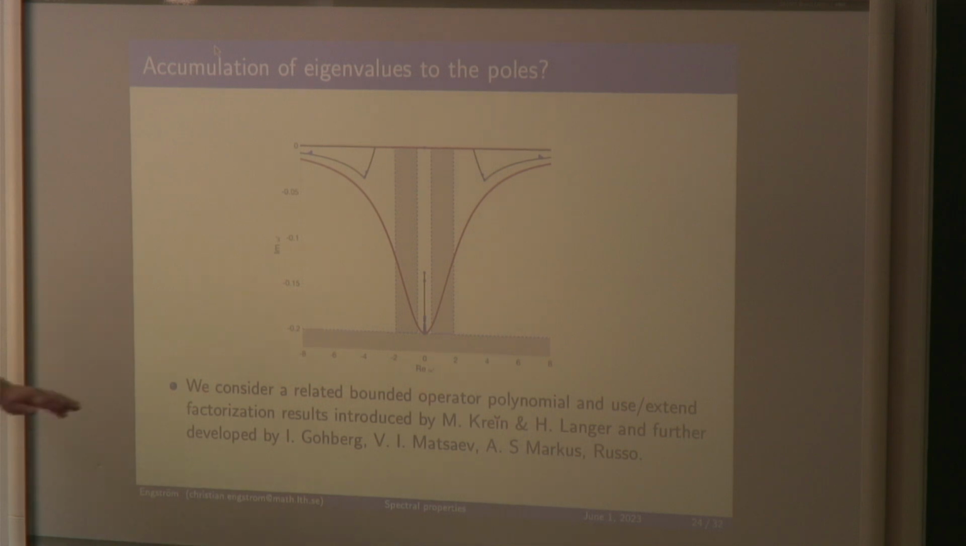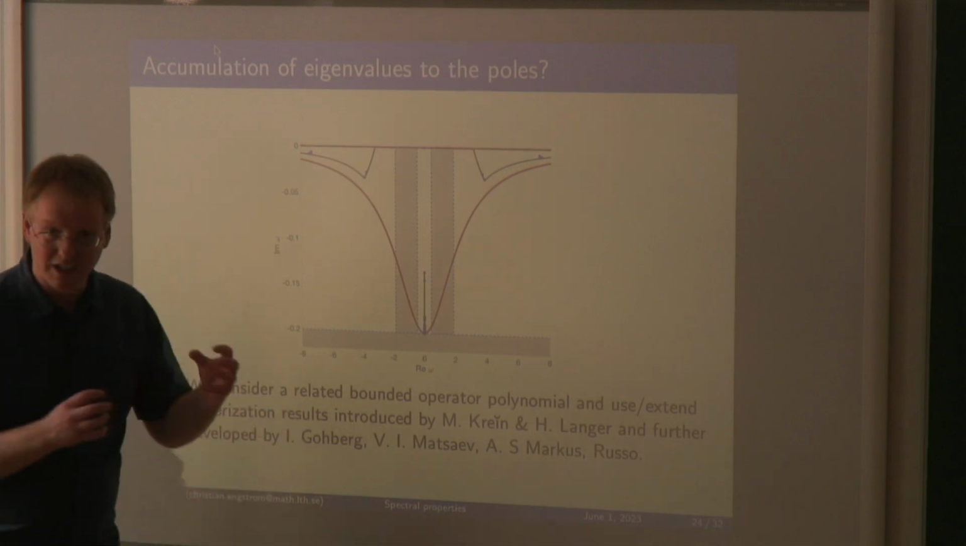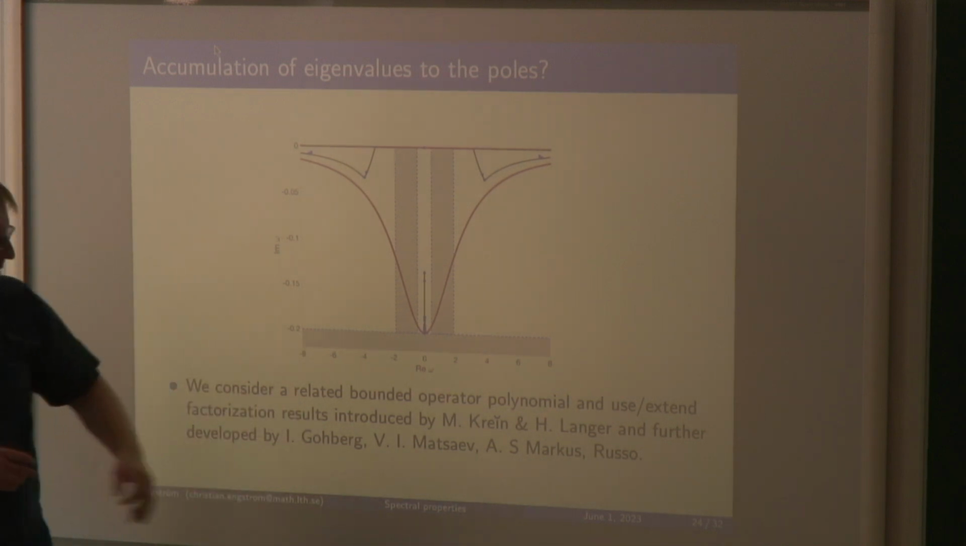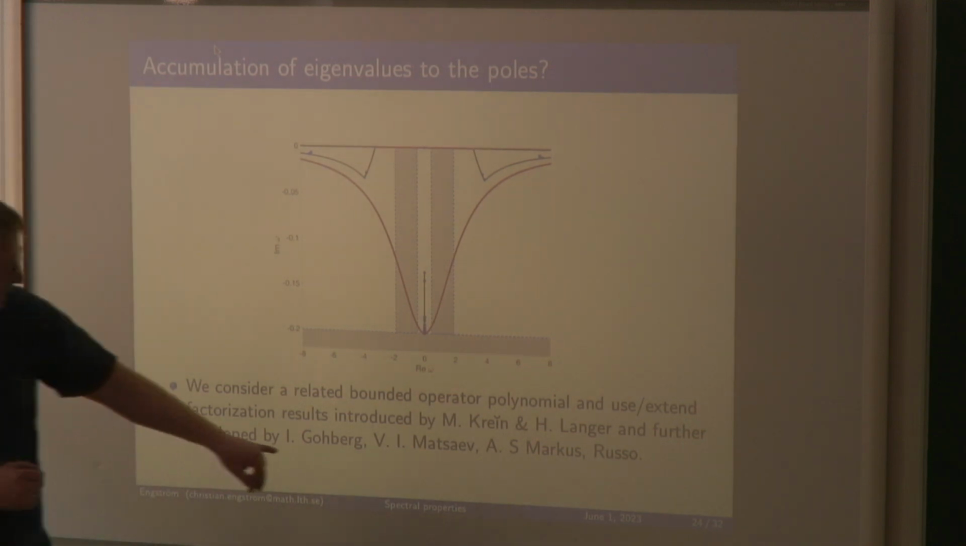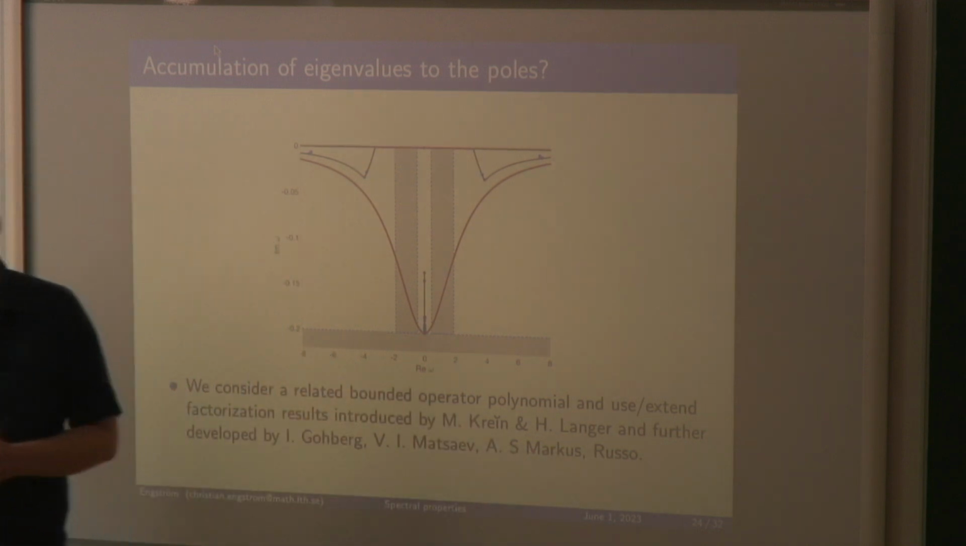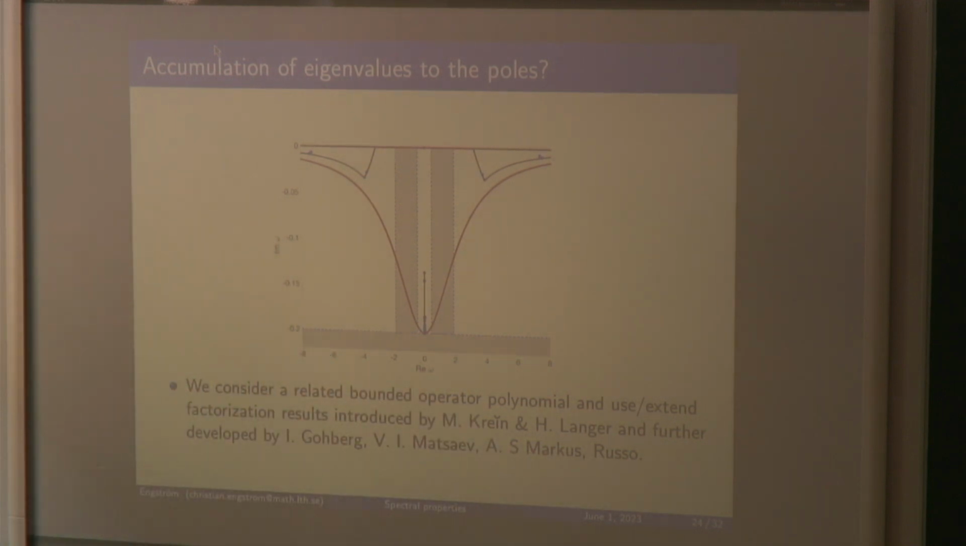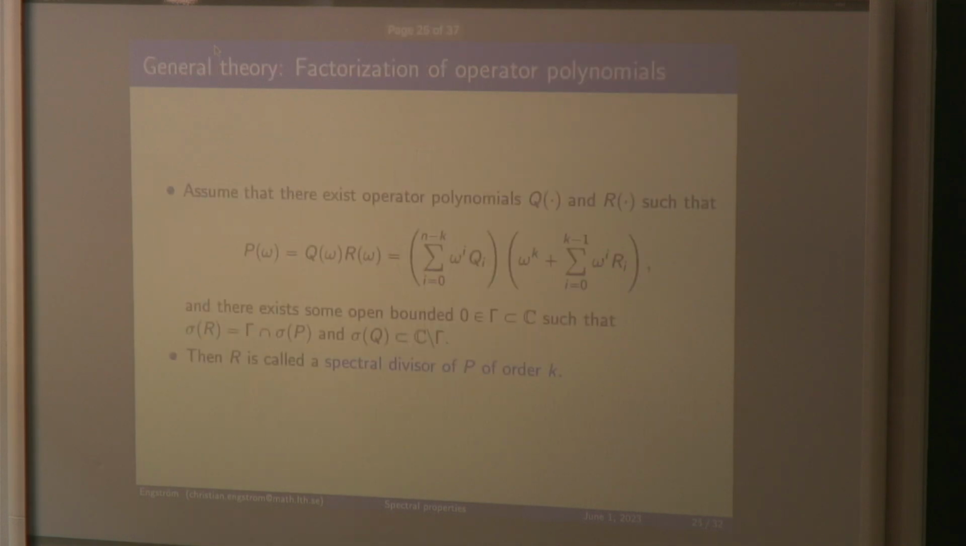We will reformulate everything in terms of bounded operator polynomials, and use quite old results actually. They are factorization results for operator polynomials that started with Krein and Langer, but there were many papers. Gohberg has some, but then these three authors here had a lot of papers on this. I will give some references in the end.